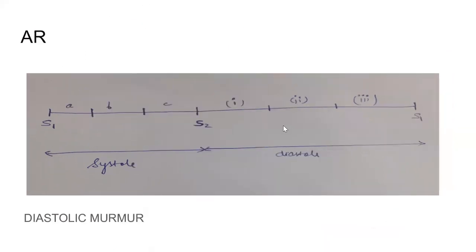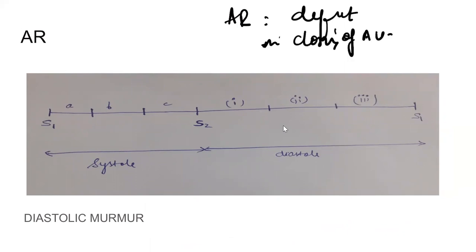Now, aortic regurgitation. Aortic regurgitation means there is a defect in closing of the aortic valve. Now, the aortic valve closes at this point, S2. Since there is a defect in closing of the aortic valve, during this phase, that is the isovolumetric relaxation phase, the aortic valve would be open, or we can say that it is not properly closed. So there is leakage of blood from aorta to the LV. So we have a murmur here.